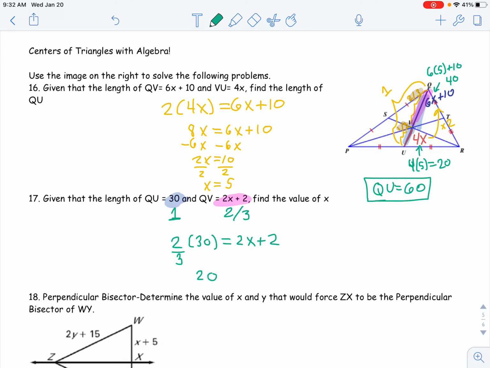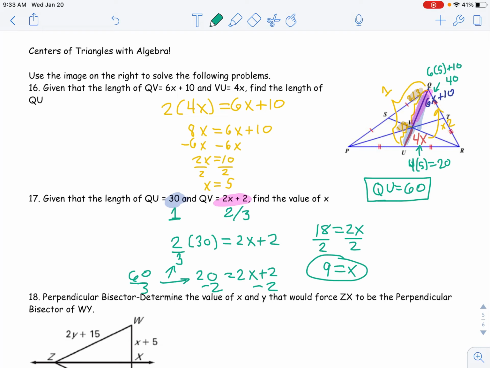This left-hand side, 2/3 times 30, we'll do some chicken scratch. This gives me 60 divided by 3, which is how I get 20. So 20 equals 2x plus 2. Subtract 2 from both sides. 18 equals 2x. Divide both sides by 2. 9 equals x. So that's some centroid with algebra problems, just some funky things.